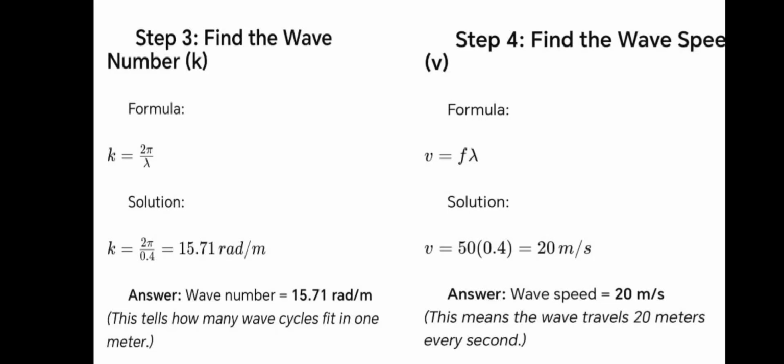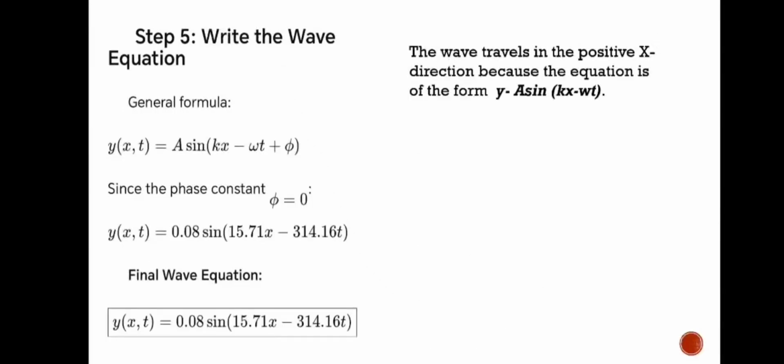So now, let's proceed to Step 4, which is to find the wave speed. The formula of the wave speed is v is equal to frequency times lambda. Our solution is v is equal to 50, which is the frequency, times 0.4, which is our lambda. The answer is 20 meters per second, that's the unit of wave speed. So that means that the wave travels 20 meters every second.